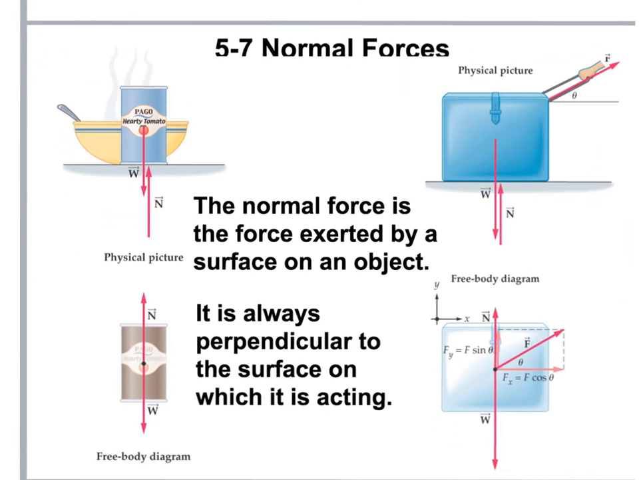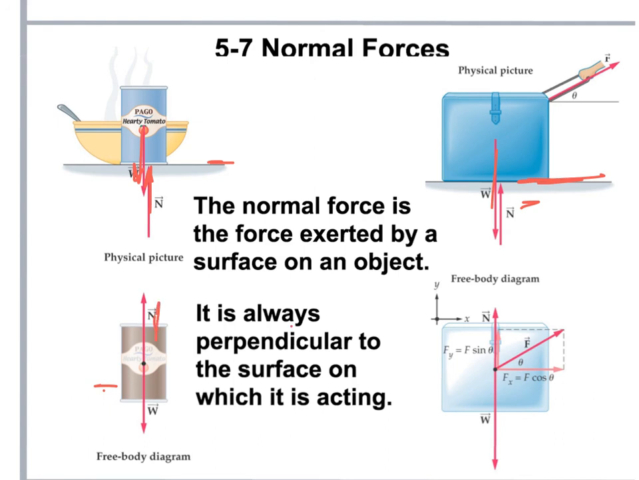But our normal force is very important. So our normal force, again, is the force exerted by the surface on an object. So it's a support again. So here we have a table supporting the bowl. So the weight goes down, and then our normal is up. Same thing here. The normal is perpendicular to the surface, so it's pointing up, but W points down. And then same thing here with this can. Normal is up and weight is down.